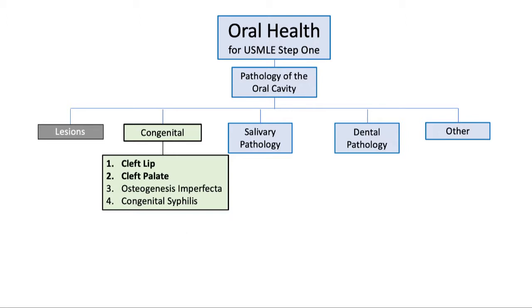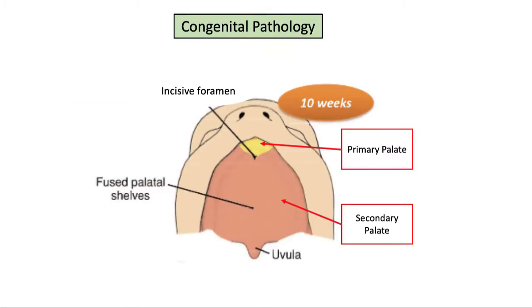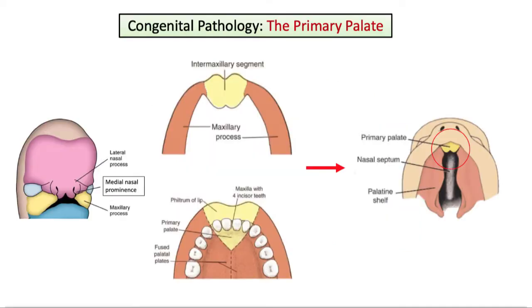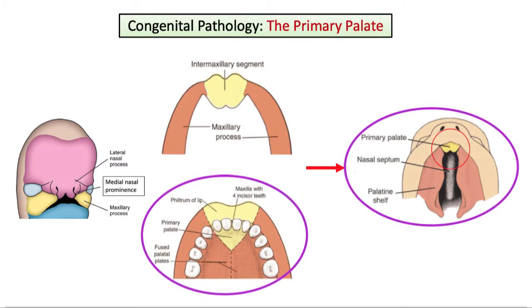So, let's begin our discussion with cleft lip and cleft palate. Remember that the palate can be divided into the primary and secondary palate. This distinction is based on the embryological progression and the development of the palate. The primary and secondary palate meet and fuse together at the incisive foramen. The medial nasal prominences fuse to form the intermaxillary segment, which, in turn, fuses with the lateral maxillary prominences to form the primary palate. This process is represented in yellow in the diagrams.